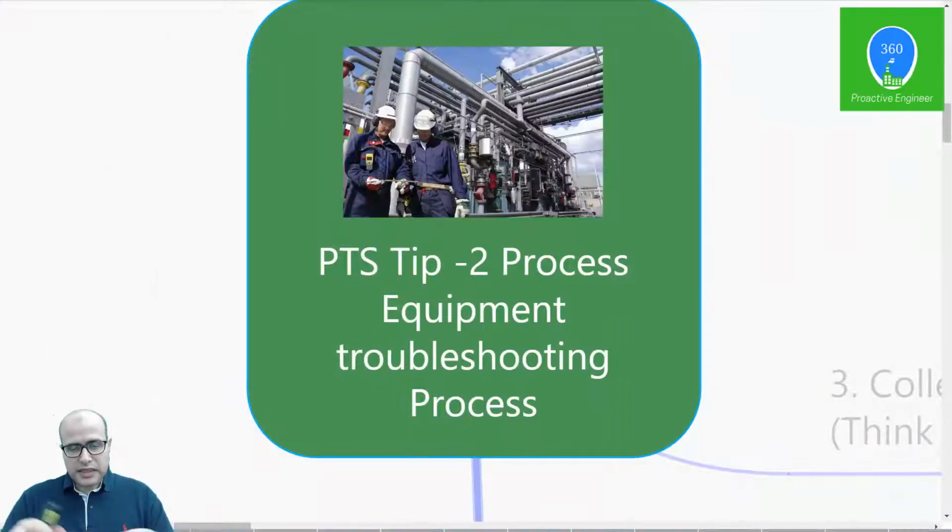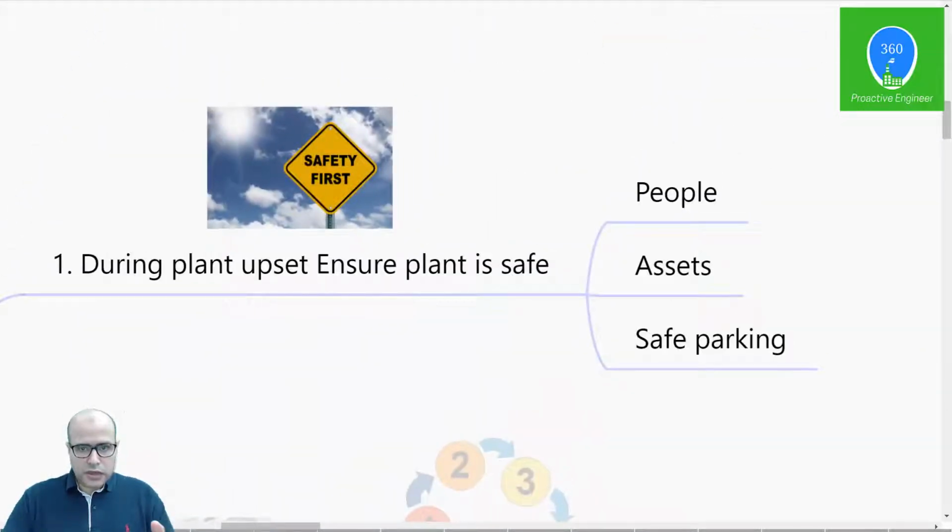Today we have the second tip of the process troubleshooting series, and we will talk about process troubleshooting itself. What kind of steps can we take in order to troubleshoot any problem in our plant? The first idea we want to discuss here: whenever we have upsets or a change in the plant that we see in the form of a problem, we have to ensure that we are safe parking our plant.